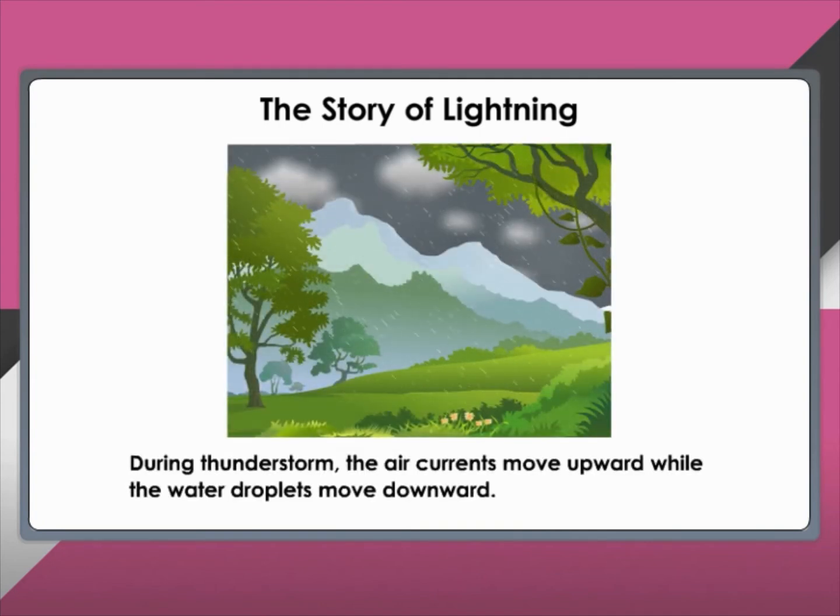We have learned that during the development of a thunderstorm, the air currents move upwards while the water droplets move downwards. These vigorous movements cause separation of charges. By a process not yet completely understood, the positive charges collect near the upper edges of the clouds and the negative charges accumulate near the lower edges. There is accumulation of positive charges near the ground too.